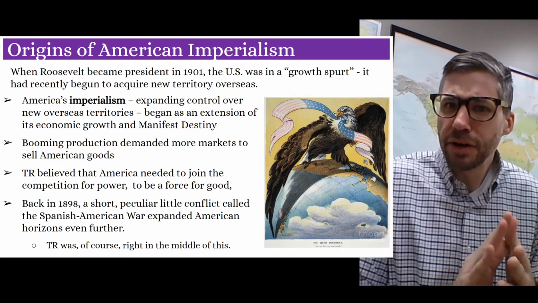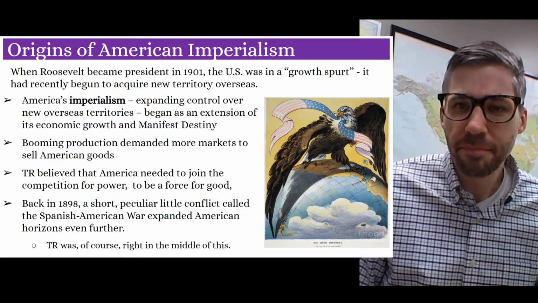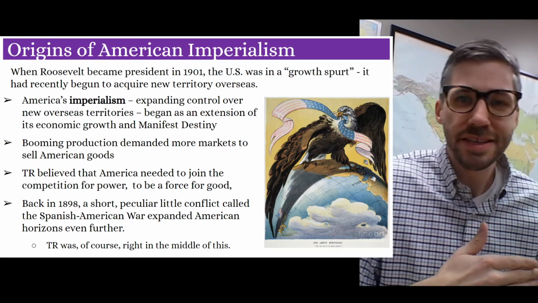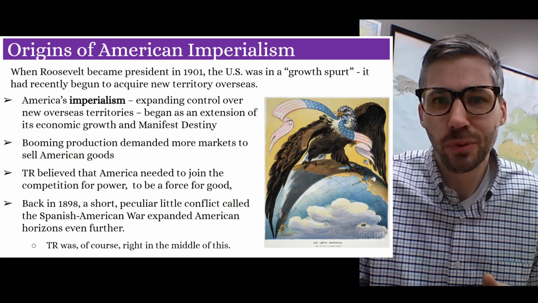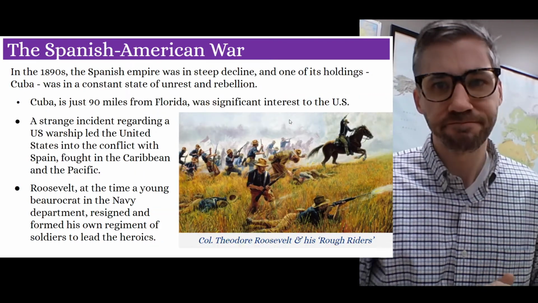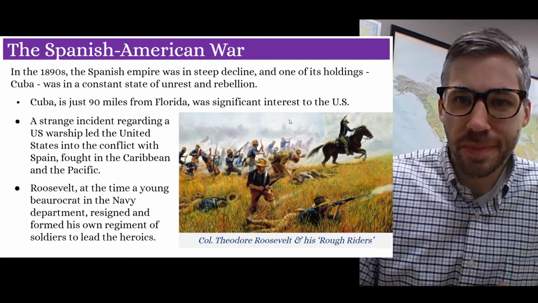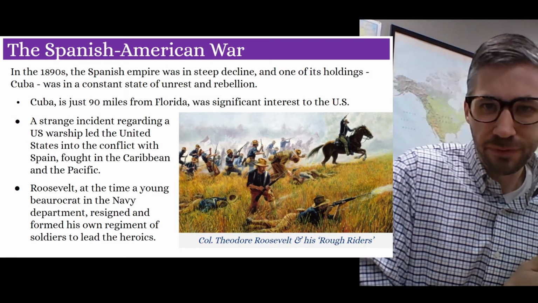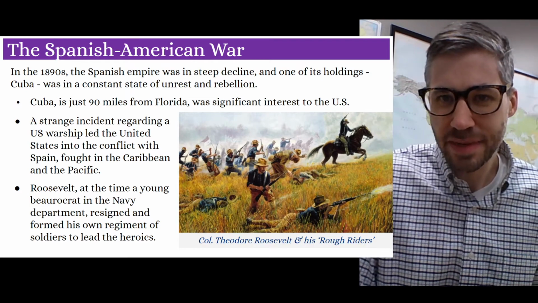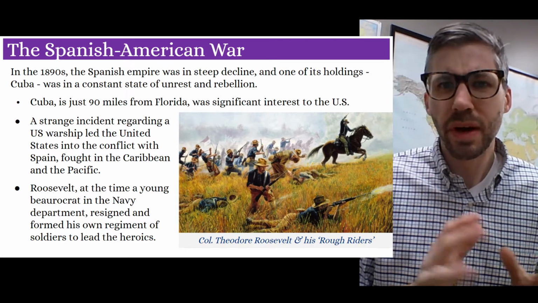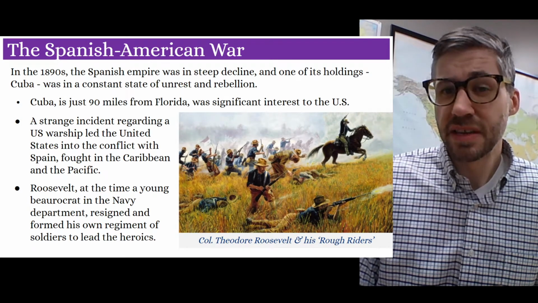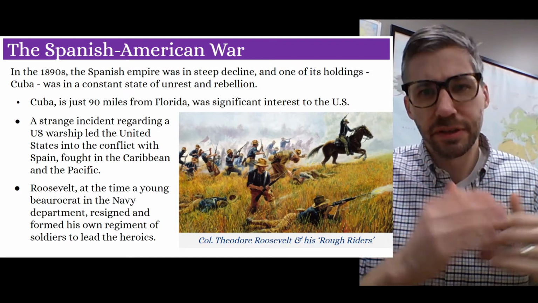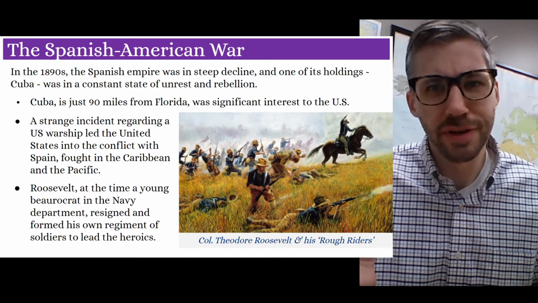Taking a step back, how did we even begin to acquire this empire? Well, that happened before TR was ever president, back in 1898 in a funny little war called the Spanish-American War. So the Spanish-American War, again, we're going back in time, before TR is president. In fact, at the time, he is a somewhat obscure figure in the Navy Department. He's certainly seen as a rising political star, but he's not a household name by any means at this point.